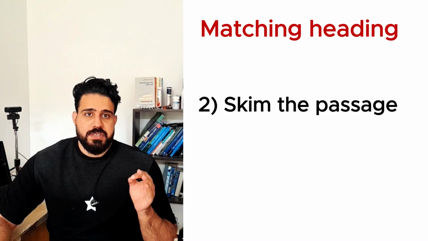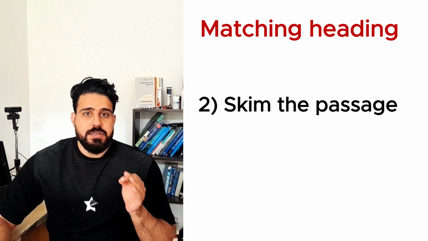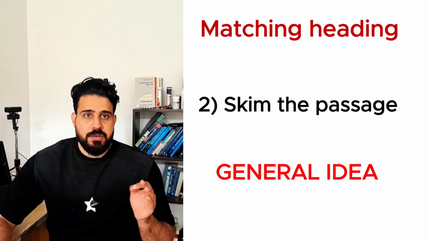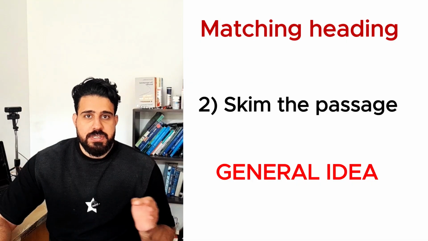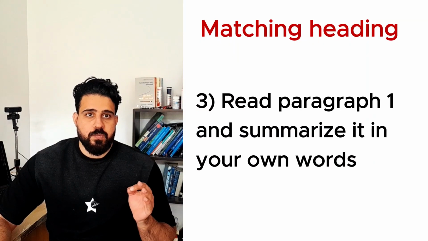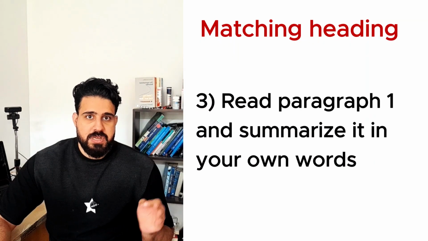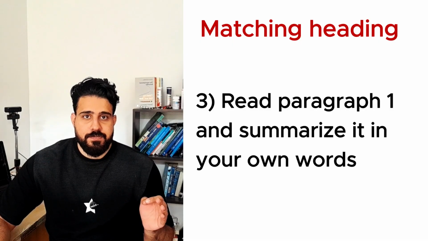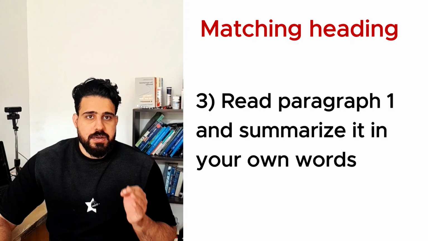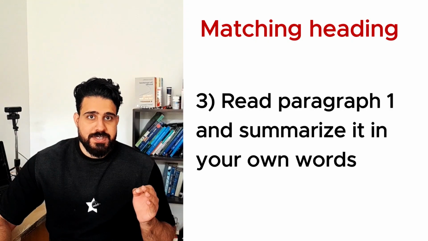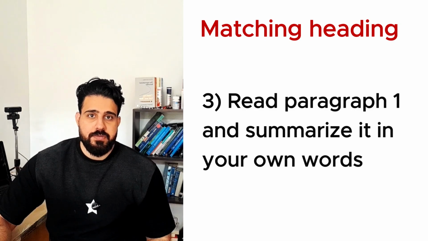Step 2, skim the passage. Do a quick skim through the text to get a sense of what it's about overall. Is it talking about technology, history, health? That's all you really need to do. Step 3, focus on one paragraph at a time. Now, read paragraph 1 and ask yourself, what's the main idea of this paragraph? If I had to sum this up in one short sentence, what would I say?